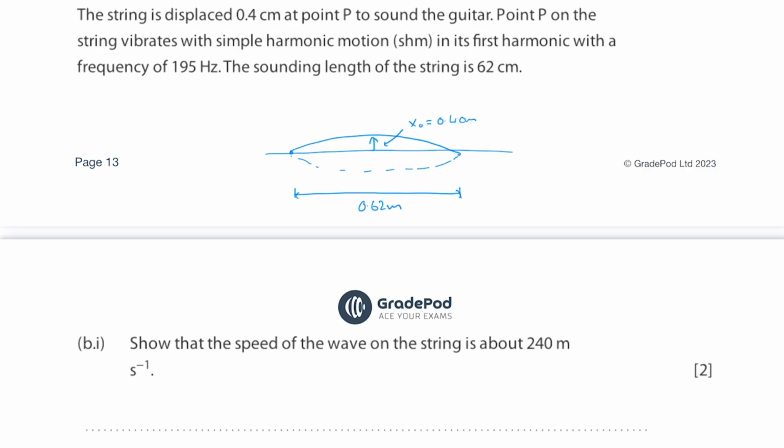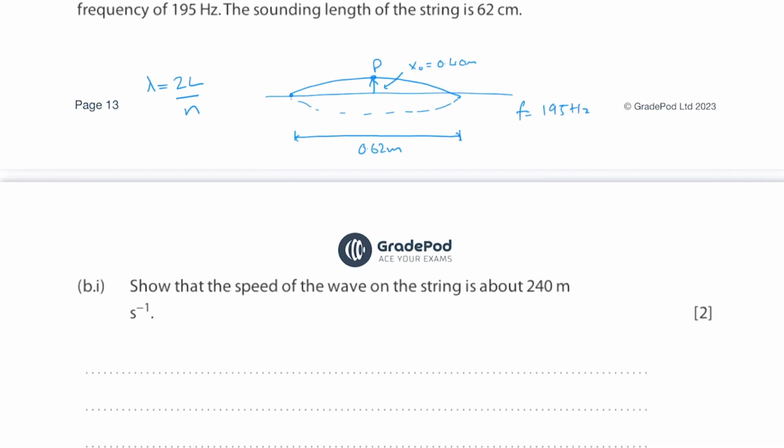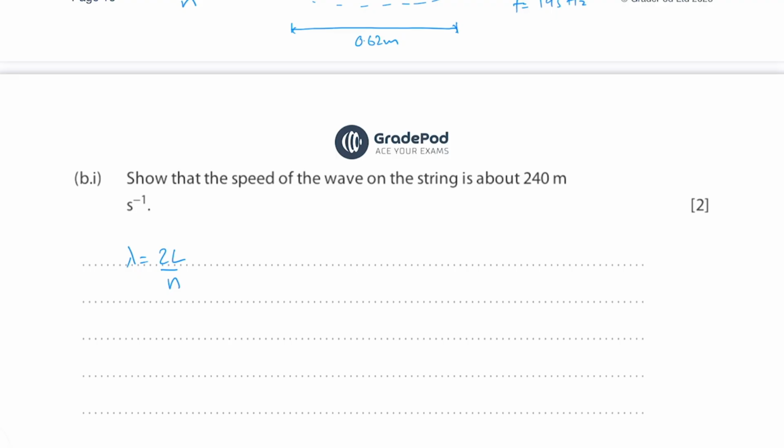And then it's left to vibrate. Point P on the string vibrates, let's put point P here, with a simple harmonic motion in its first harmonic with a frequency of 195 Hertz. We've got 2 fixed ends here, so again from step 1 I said write down this equation when you have 2 fixed ends. And the sounding length of the string is 62 centimetres. Show that the speed of the wave on the string is about 240 metres per second. We've got this. We want to find out what this is, and we know what this is.